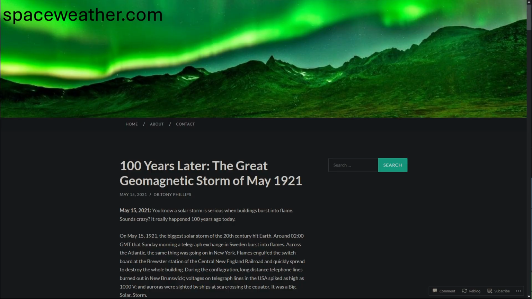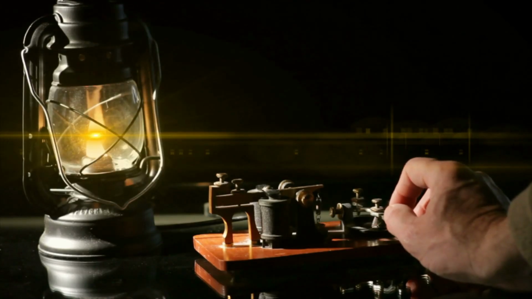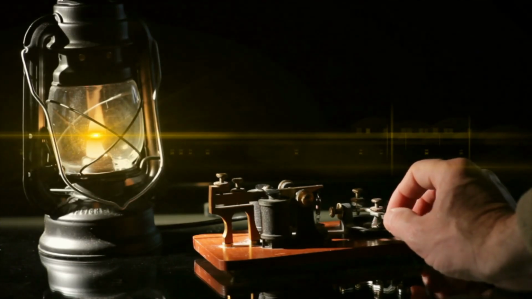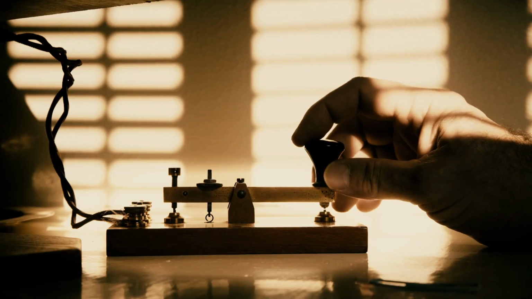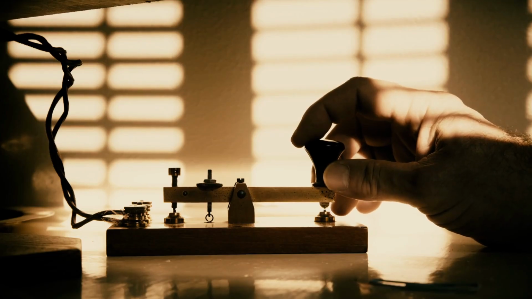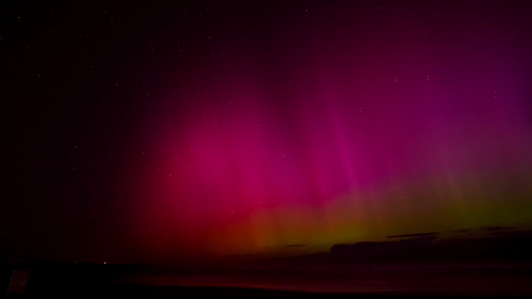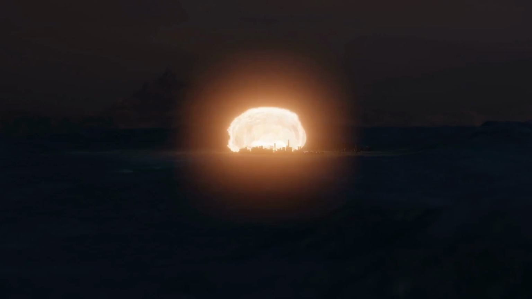Another example is what is known as the Railroad Storm, or sometimes the Great Geomagnetic Storm of 1921. On May 15, 1921, a telegraph exchange in Sweden burst into flames. Soon after, the same thing happened in Brewster, New York, at a railroad switchboard. An aurora was seen as far south as Texas.